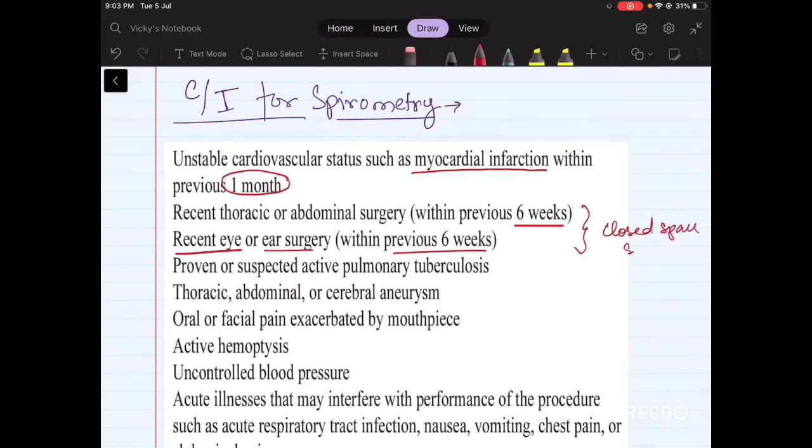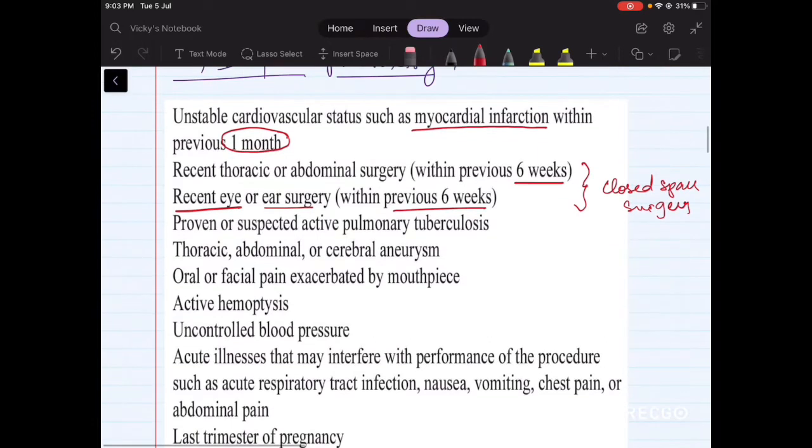For example, if a patient has recently had an operation for cataract, the lens may dislocate if we tell the patient to undergo spirometry. Because during spirometry, a lot of forceful expiration and inspiration is done. Because of that, the pressure in the closed space, for example intraocular pressure, increases, and that leads to the dislocation of the lens.